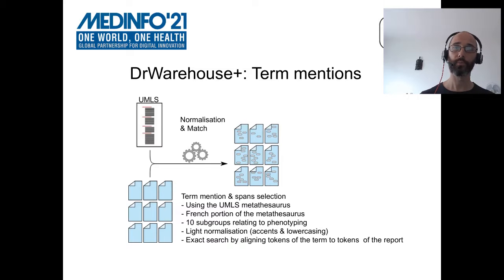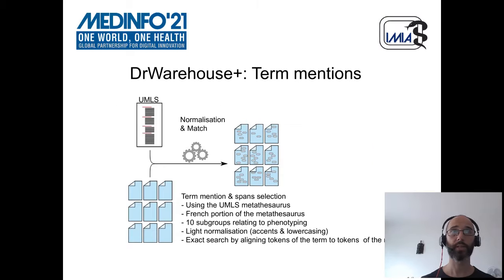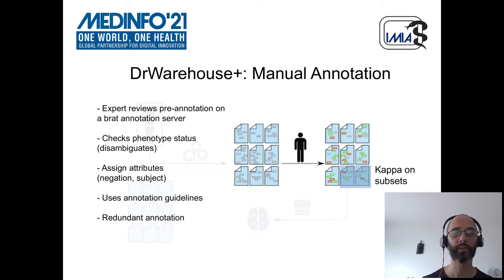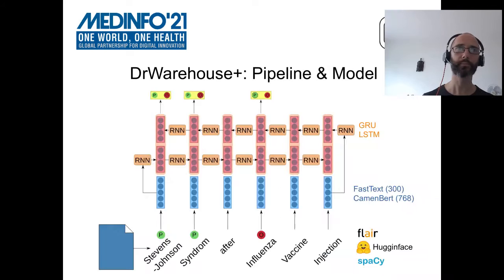Then we do the manual annotation, so with an expert that is provided with annotation guidelines that can be shorter or longer depending on the task. And then they do the annotation on the Brat server. And we did evaluate the quality of the annotation, doing redundant annotation by 2 experts on a subset of the data. So we have coherence kappa measures on these subsets. Once we have the data, this is the time to use our model.